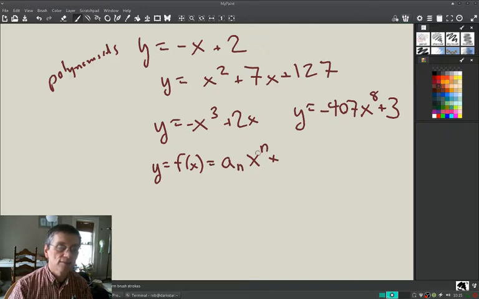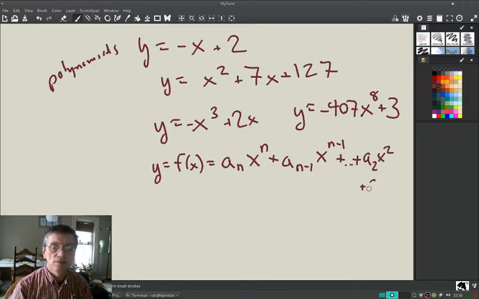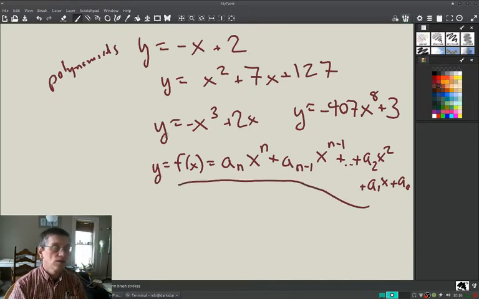If this is x to the third, there could be an x squared. So there could be a sub n minus 1, x to the n minus 1. And these could keep going down. We don't know what n is in this general form, so we'll just leave it blank, and then go down to a sub 2 x squared plus a sub 1 x plus a sub 0, where x to the 0 is 1. So this is a general form of a polynomial.